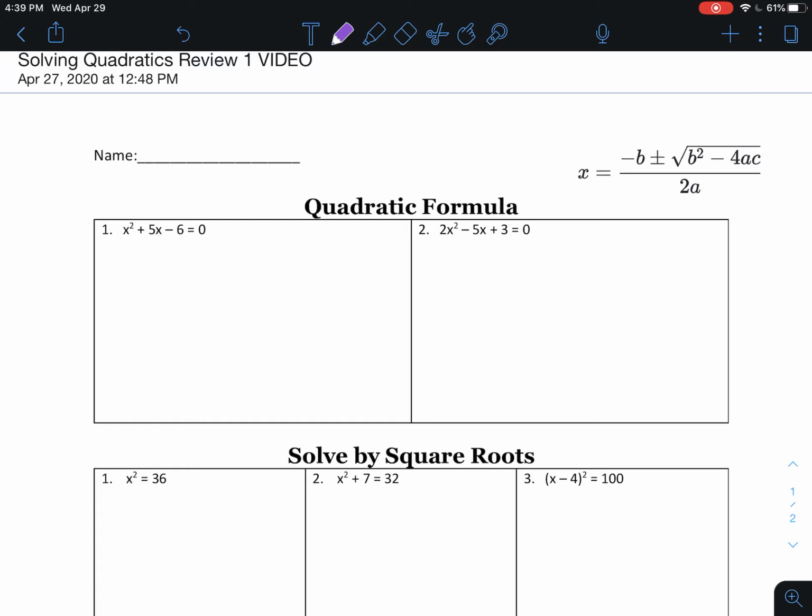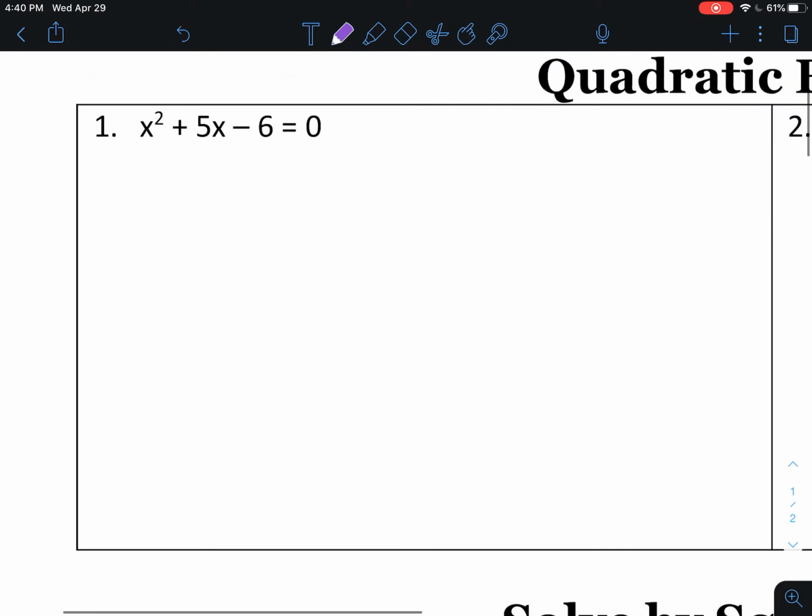On Monday, we're going to have a review sheet, and then on Tuesday, we're going to have a quiz. So it's definitely good if you guys know how to do these questions. So let's dive right in.